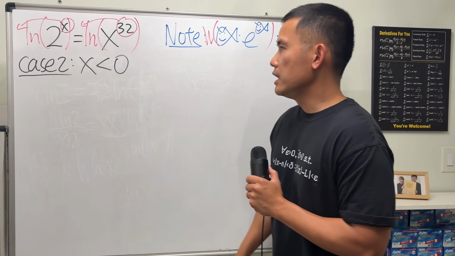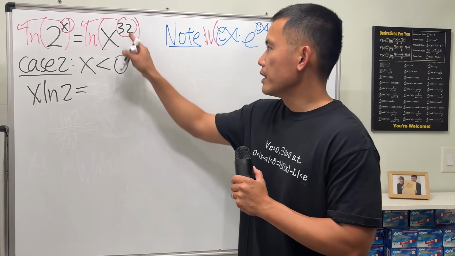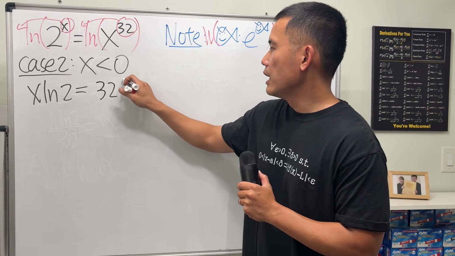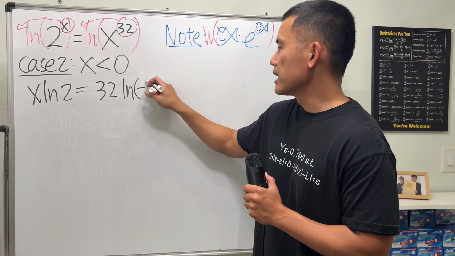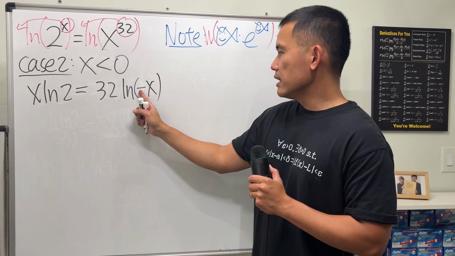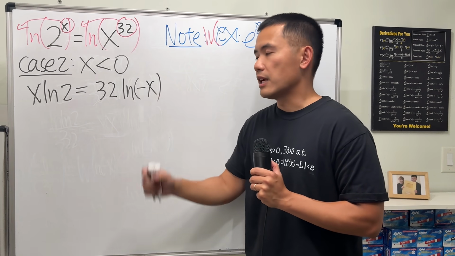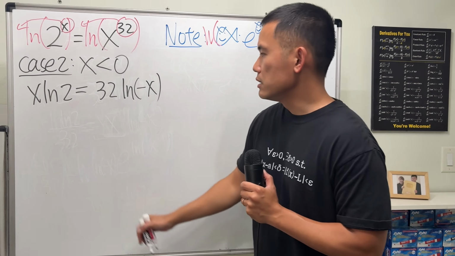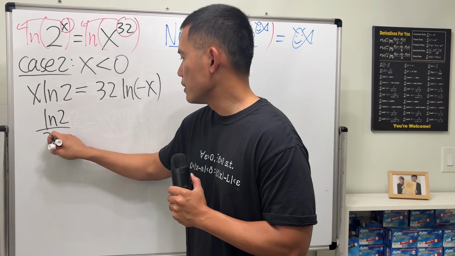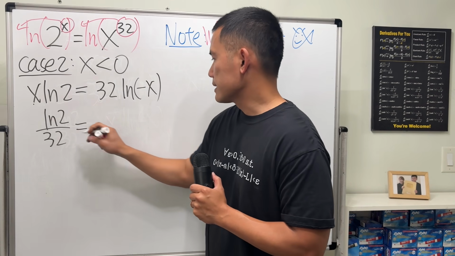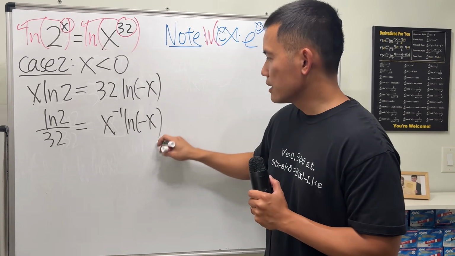So when x is negative, the left-hand side is still going to be x ln 2. The right-hand side is 32 ln absolute value of x. You change that to -x, so that this negative times -x will still have a positive result inside of the natural log. Then we proceed just like earlier, divide this here, so we have ln 2 over 32, and that's equal to x to the negative first power here, and then ln of -x.